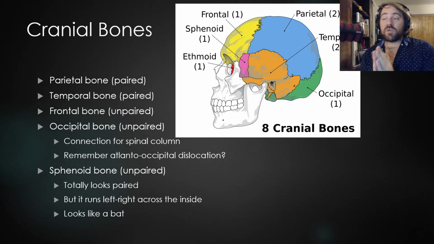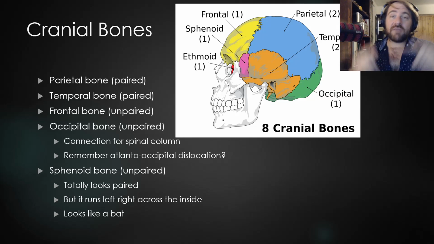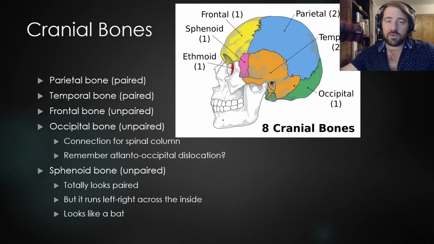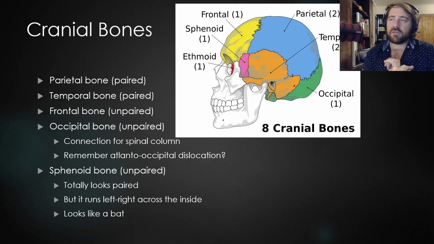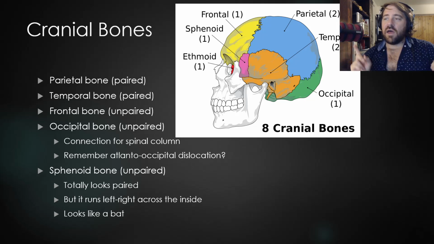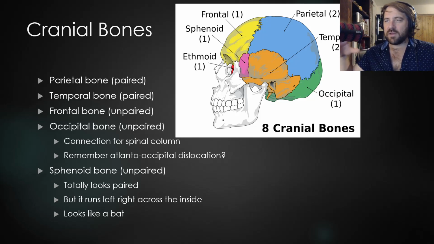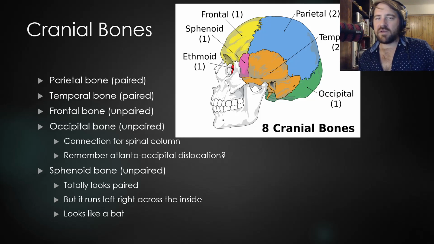A lot of these are going to be really easy for you to remember, because if you remember all the way back to the neuro module, it's the same as the lobes of the brain. So let's start with those. We've got the parietal bone. That's paired. There's a left and right parietal bone. Temporal bone, that's paired. There's a left and right temporal bone. And of course, parietal bone roughly covers the parietal lobe. Temporal bone roughly covers the temporal lobe.